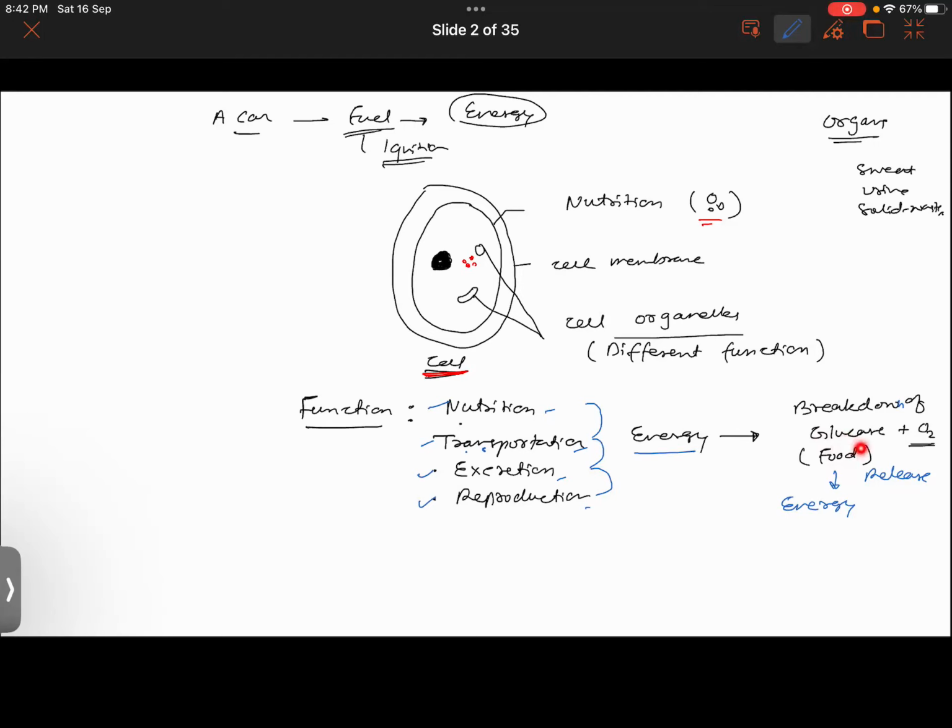Whatever food we are eating majorly consists of different types of carbohydrates. One type of carbohydrate is glucose. Breakdown of food majorly happens in the presence of oxygen. It could happen in the absence of oxygen also, which we discussed in the previous class. That releases energy, and the energy released is used to perform these different functions.